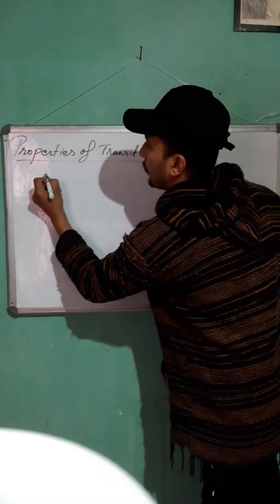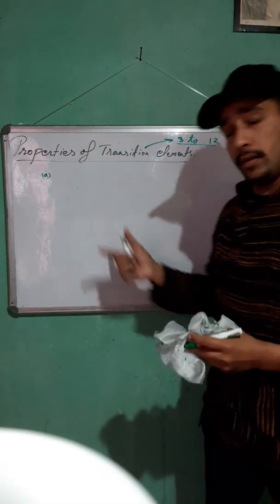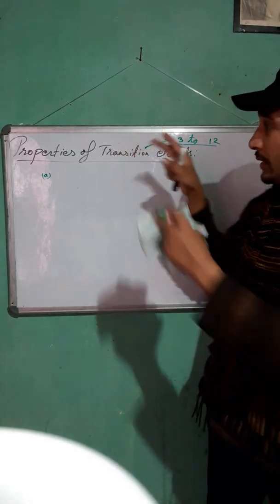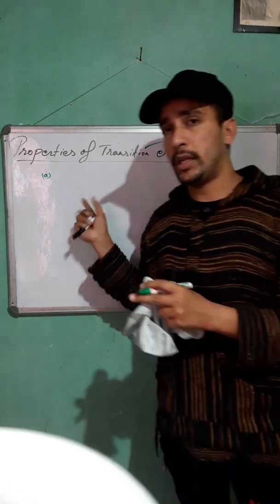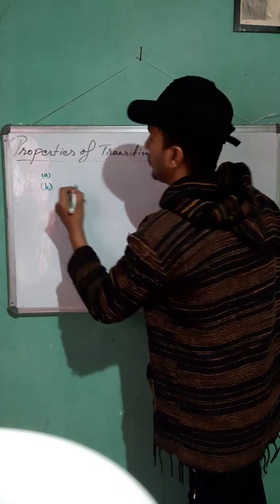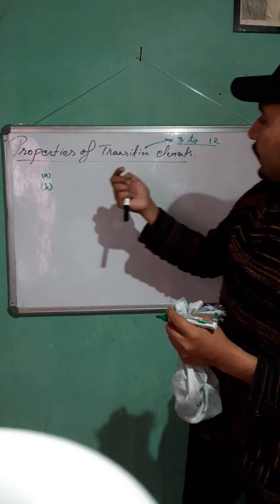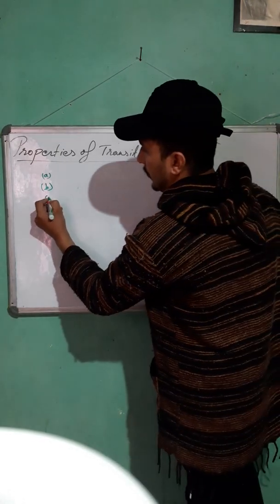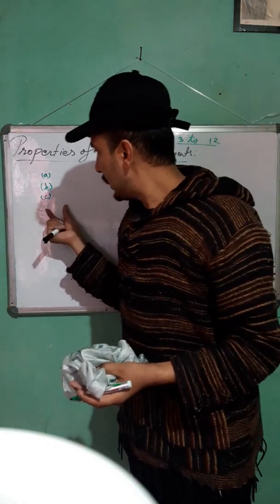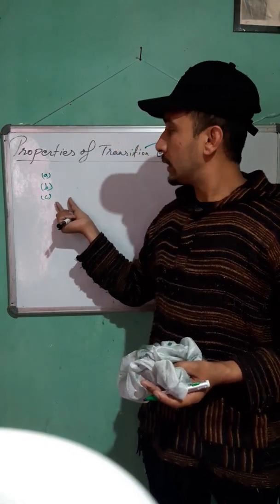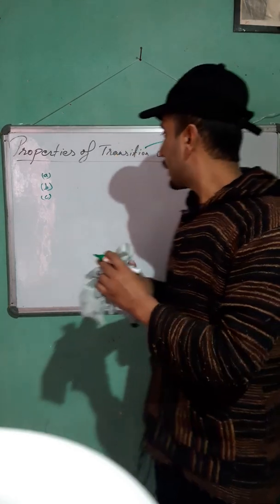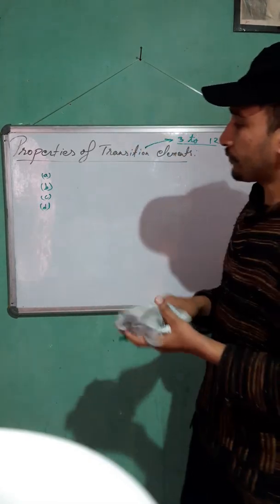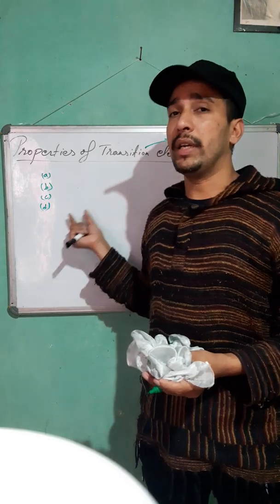So their properties are, first, they are all metals. Whatever elements are there in that transition series, that middle portion, they are all metals. Okay, so the first property is that. Number B, second, they have high melting and boiling points. Number C, they are generally good conductors of heat and electricity. Number D, you can write, generally they show variable valencies.